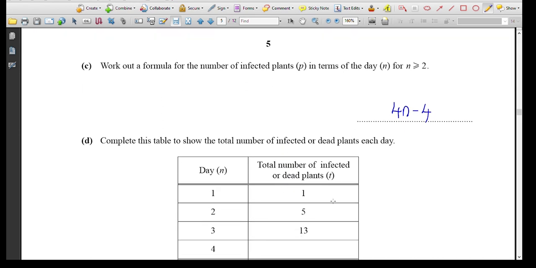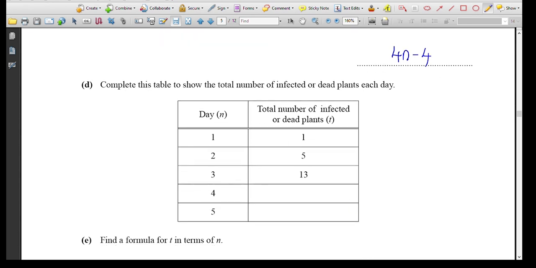Complete this table to show the total number of infected or dead plants each day. So what does it mean? We have seen that sequence: 1, 4, 8, 12, 16 are the new plants which got infected day by day. These are all infected plants, and now they have mentioned infected or dead in total. So they gave 1, 1 plus 4 is 5, and 5 plus 8 is 13. Then we just discovered that 13 plus 12 is going to be 25, and 25 plus 16 is going to be 41. For this we are going to find the nth term, and here they did not give any conditions. Let's proceed.